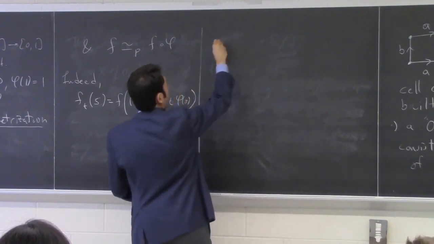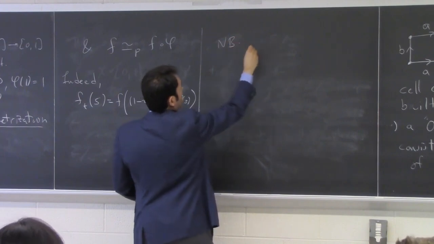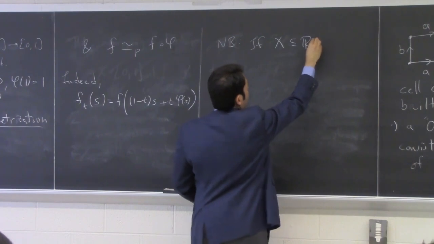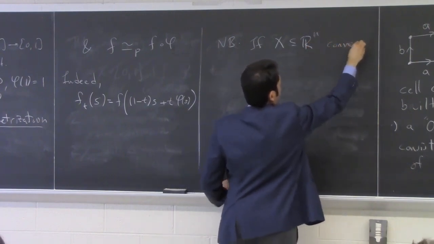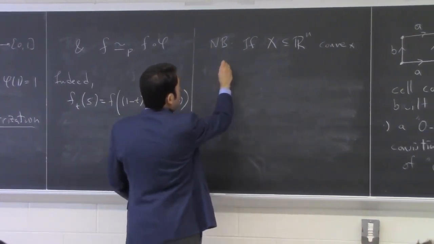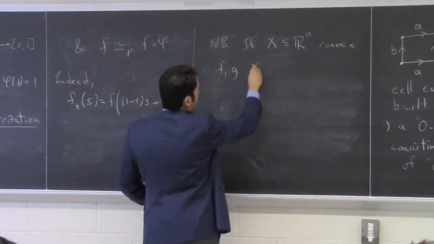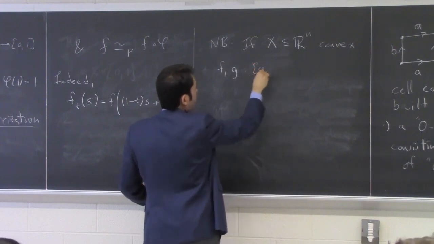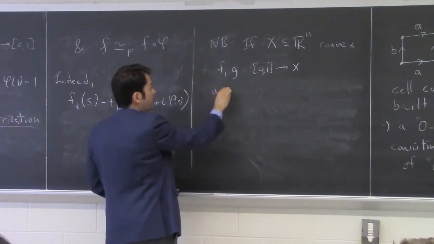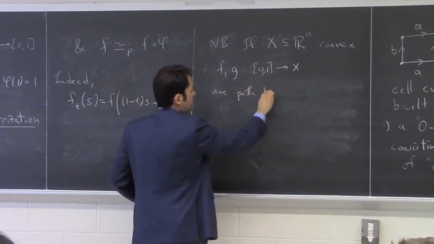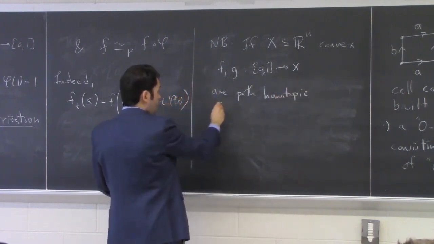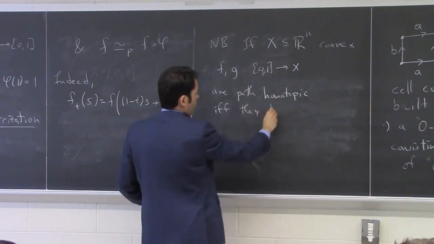So let's note, if you have any convex subset X of Rn, and you have two paths in X, then these are path homotopic if and only if they have the same endpoints.